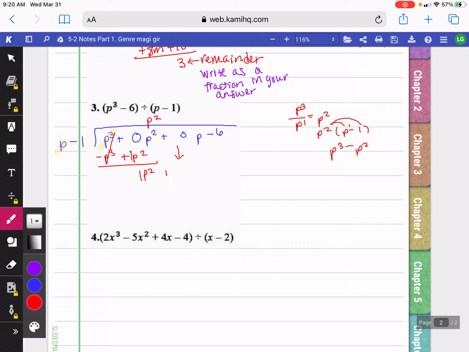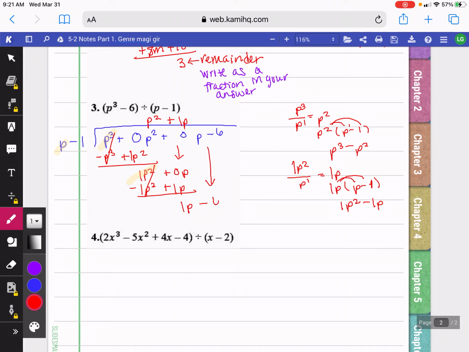Now I'm bringing down my 0p. Again, that's why that placeholder was important. So now my new first term is 1p squared. I can divide that by p to the imaginary 1. So I get 1p. I'm going to put a positive 1p in my answer. And then I can multiply 1p times p minus 1. It's going to give me 1p squared minus 1p. Remember to change the signs.